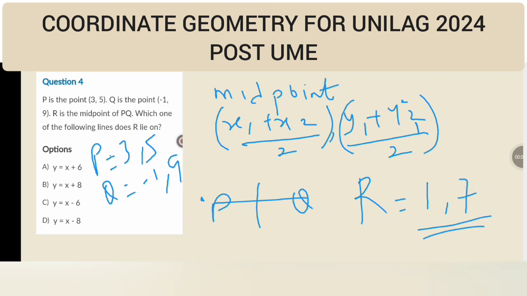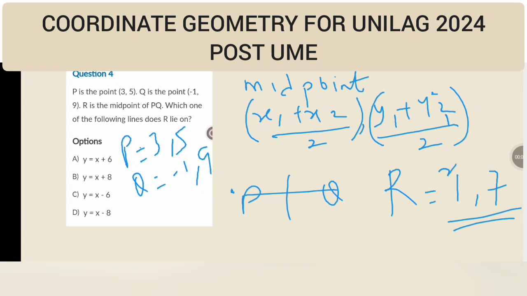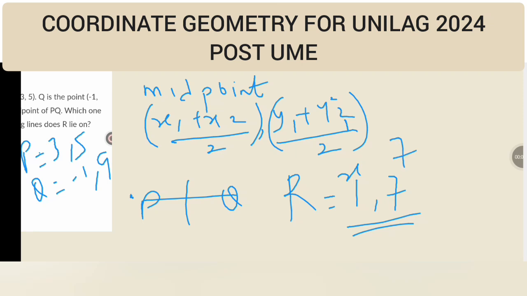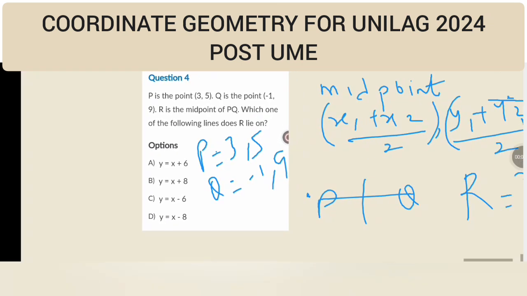So come to these equations and see which of them satisfies it. x is 1 and y is 7. Plug it in and see if you get both sides to be the same. This first one here, y is 7. So this will give you 7 into 1 minus 8, which is not equal; both sides are not equal. So option D cannot be the answer.